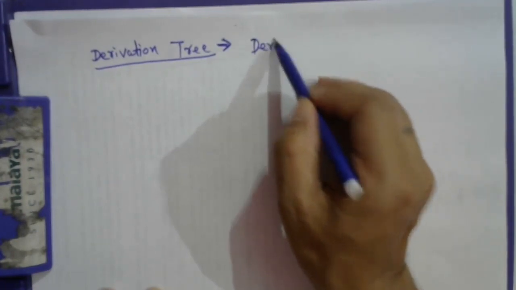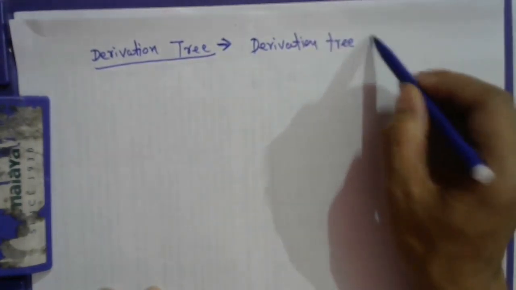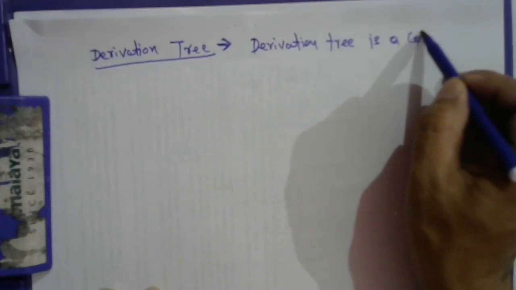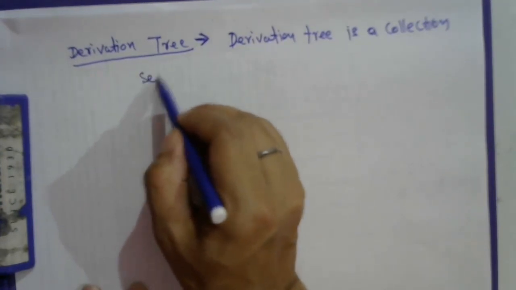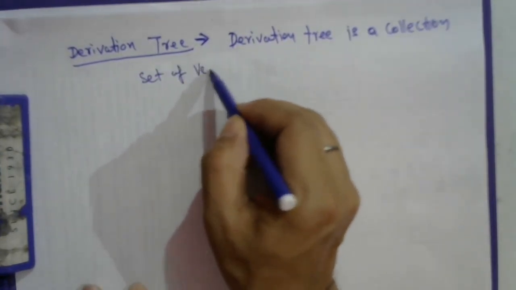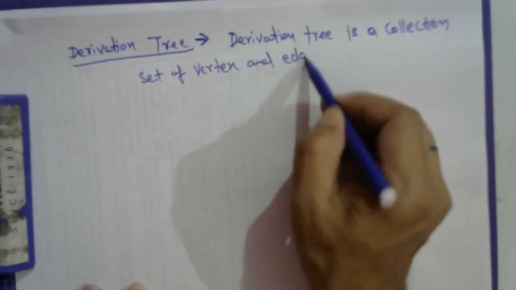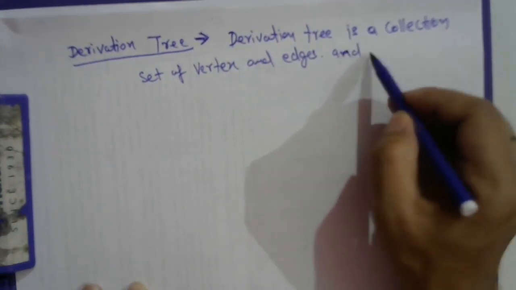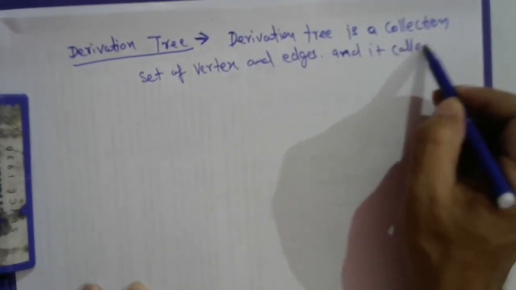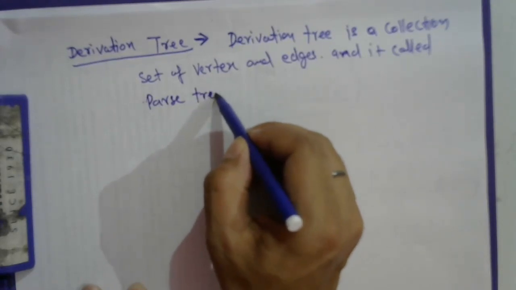The basic definition: a derivation tree is a collection of a set of vertices and edges, and it is also called a parse tree.